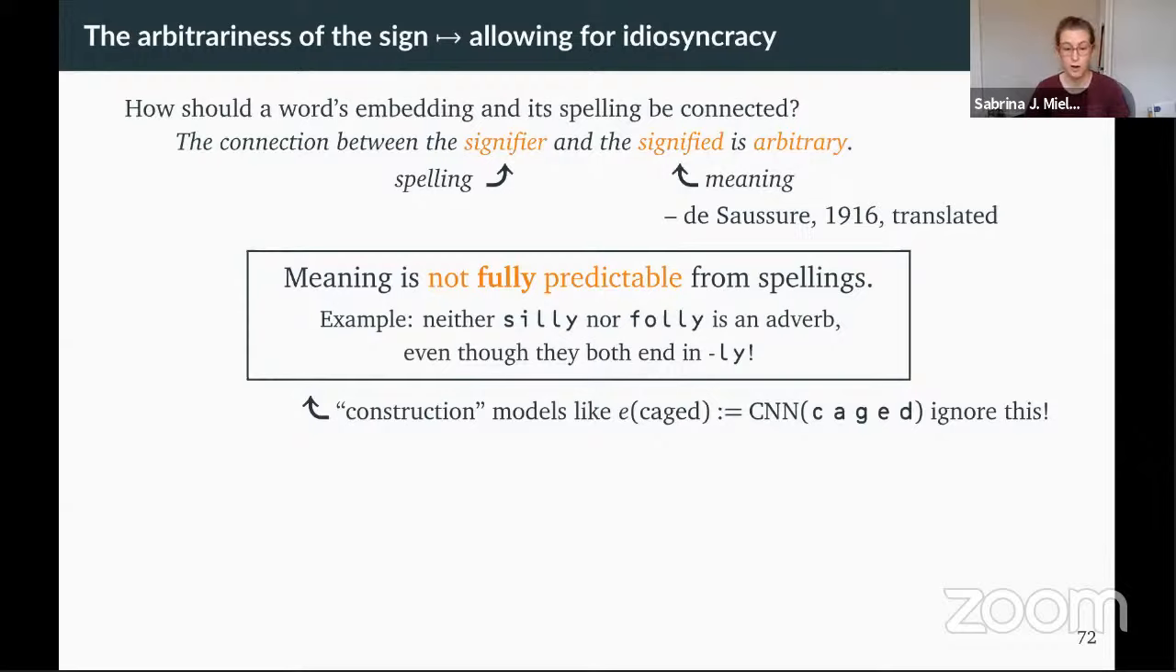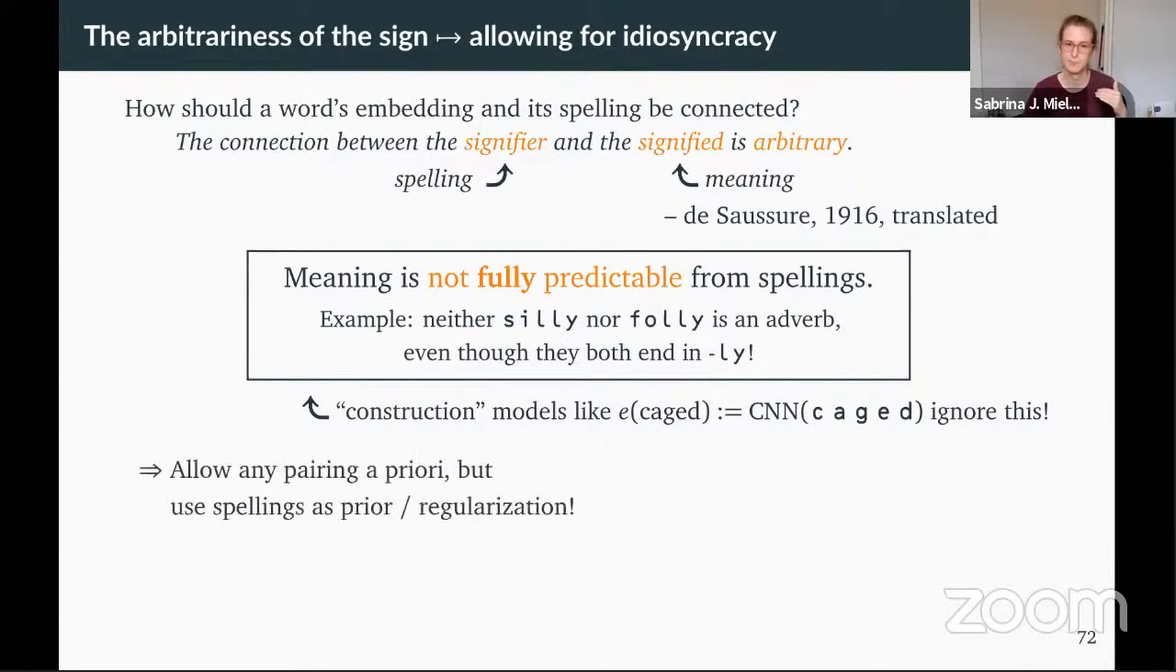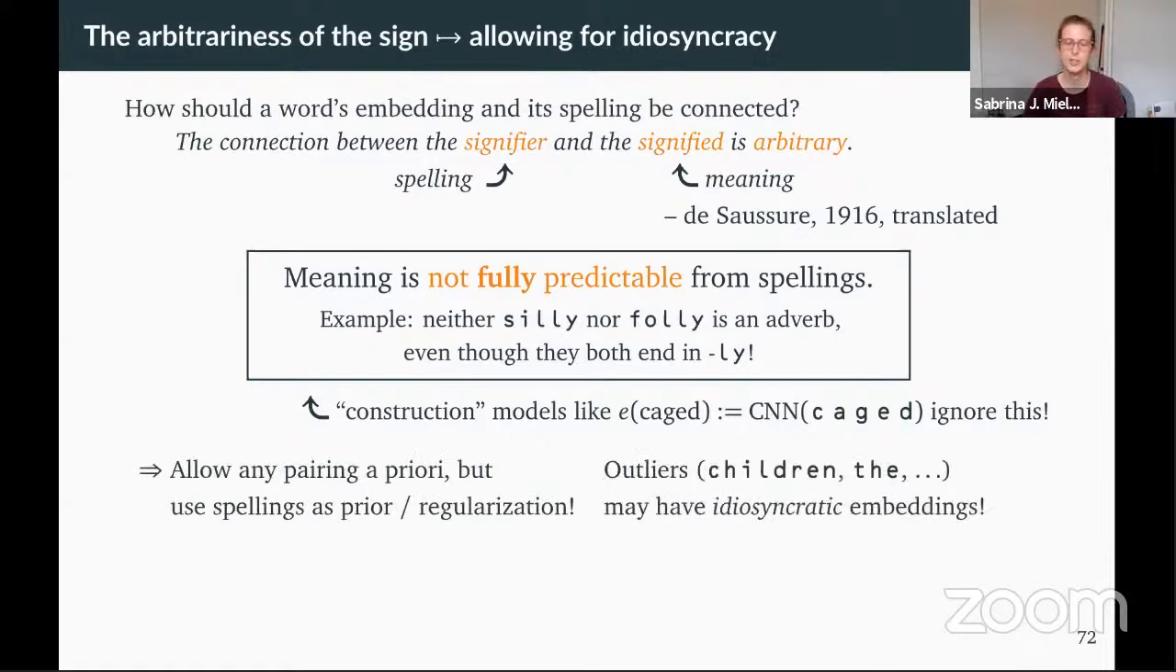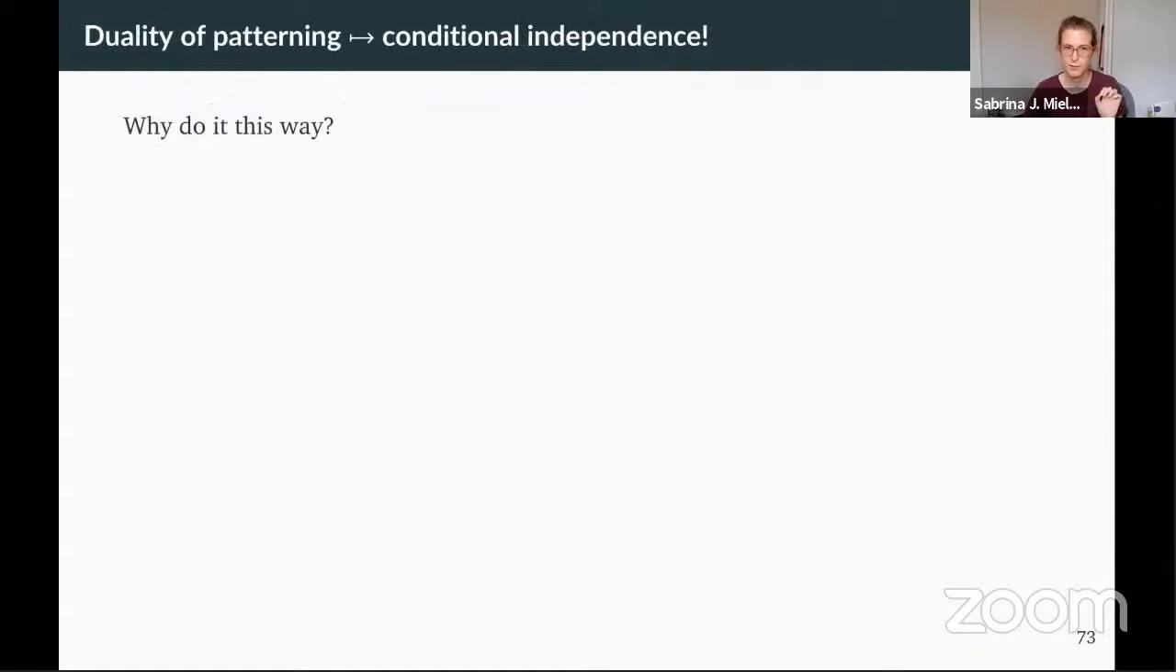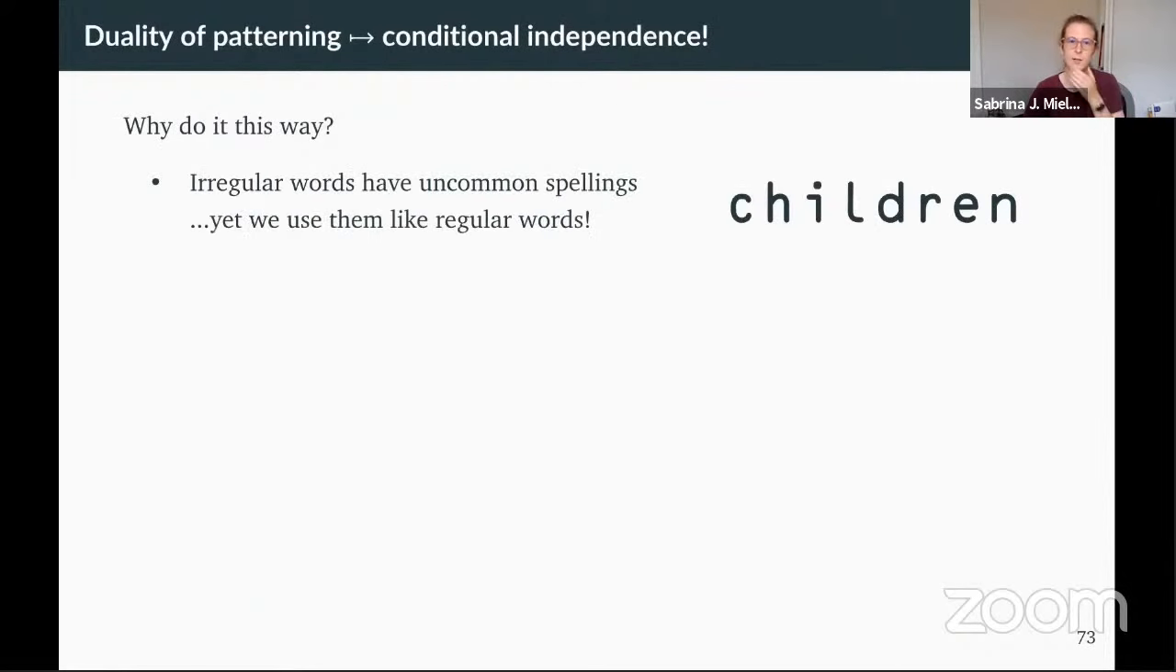Our model doesn't. Our model is fine saying, whoa, this embedding doesn't look like a silly because it shouldn't end in ly. But that is just one loss term out of many. So in our model, we allow pairings a priori and just use it as regularization. So outliers may have idiosyncratic embeddings. The tenet here is regularize embeddings. Don't construct them. Why do it this way then?